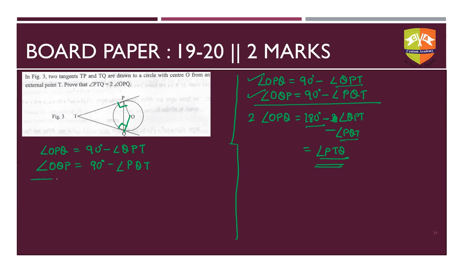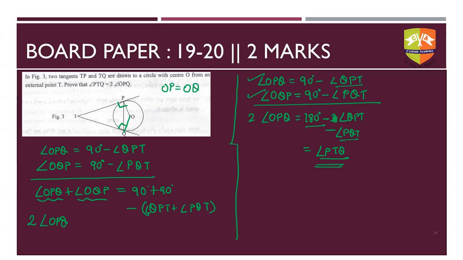Okay, now I simply added them. So angle OPQ plus angle OQP is equal to 90 plus 90 minus (angle QPT plus angle PQT). Now OPQ and OQP both are equal, right? So hence I can write this as 2 angle OPQ. Why? Because OP is equal to OQ. Hence, angle OPQ will be equal to angle OQP.